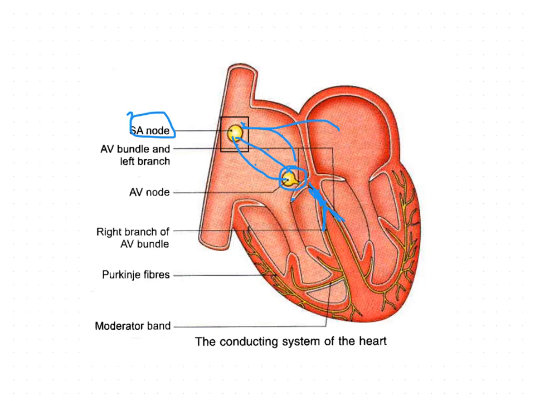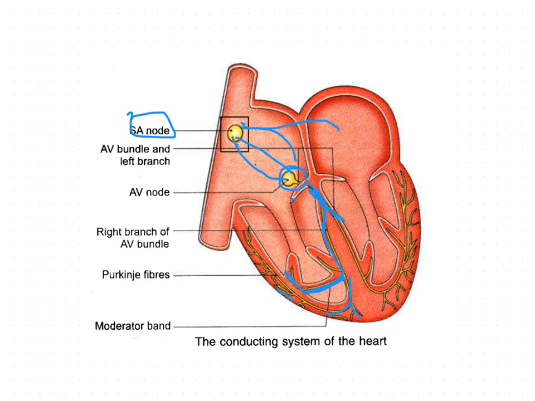The right branch of the AV bundle passes down the right side of the interventricular septum and a large part enters the moderator band to reach the anterior wall of the right ventricle, where it divides into Purkinje fibers. So this is the major part, that is the moderator band.